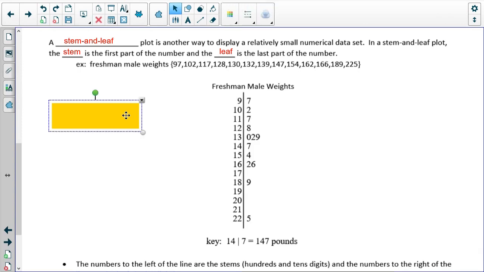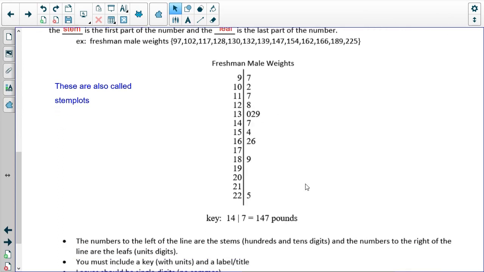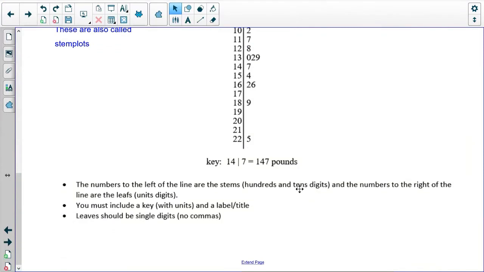And so they listed them all. You want to put them in order. They're called stemplots also. And if you tilt your head to the right, it kind of looks like a histogram. So that's something to keep in mind. This basically is like a histogram, except it keeps the numerical data. Okay, so numbers to the left are the stems, to the right are the leaves. You must include a key.